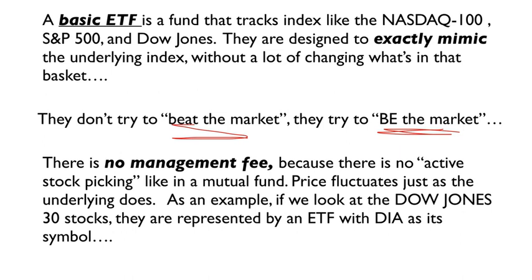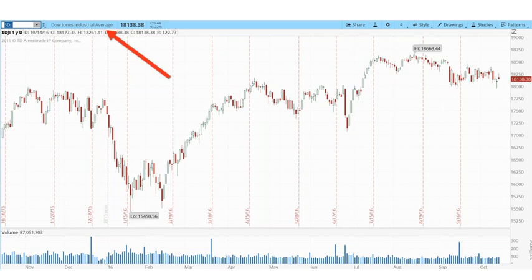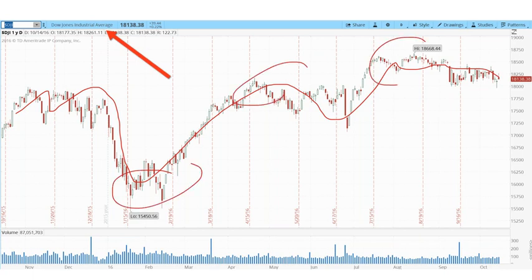As an example, if we look at the Dow Jones 30 stocks, they are represented by an ETF with DIA as the ticker symbol. If I want to see what the Dow Jones Industrial Average looks like on my trading platform, it's $DJI. And you can see the ups and downs, the peaks and valleys of the Dow Jones Industrial Average. This is on a daily basis. Now, remember where this valley is, remember where this peak is and this peak is.